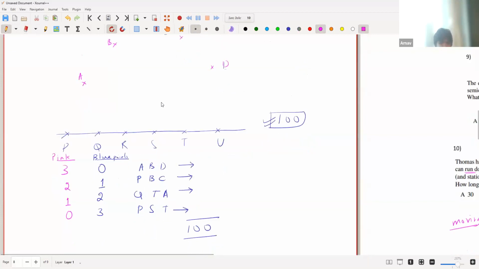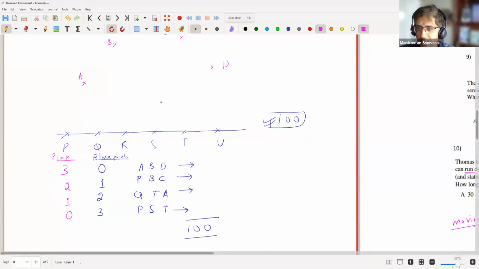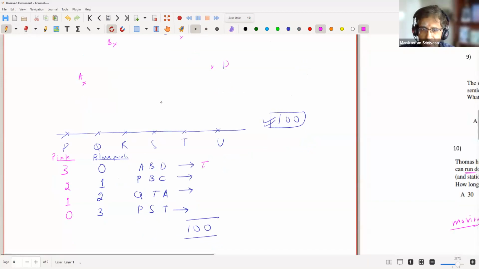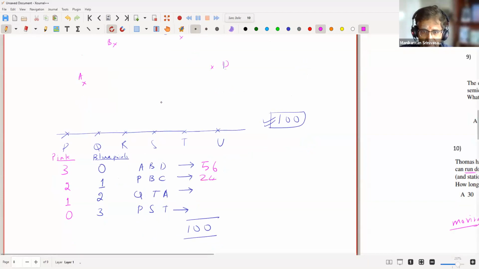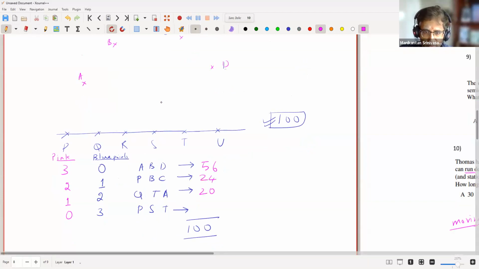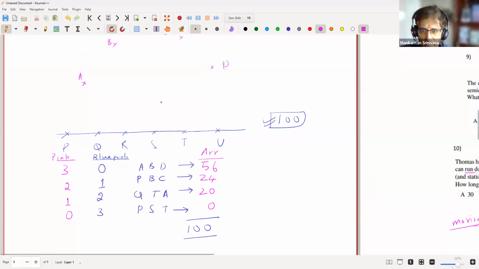56, 24, and 20. Okay. Each person gets only 1 chance. 56, 24, and 20, and this is 0, of course. And this is Arnav. Okay, all right.